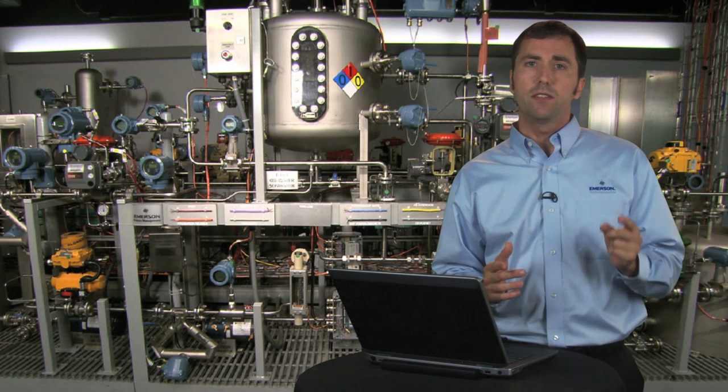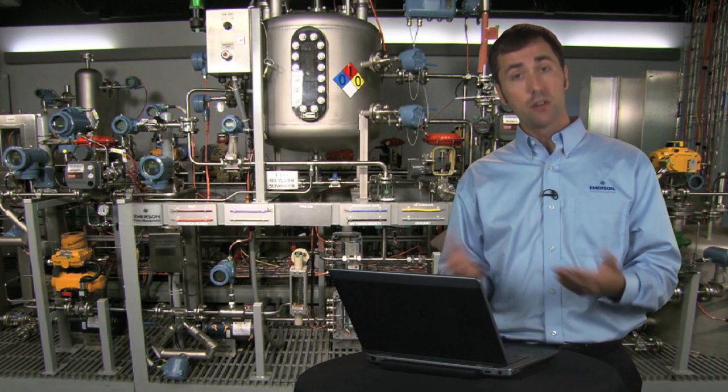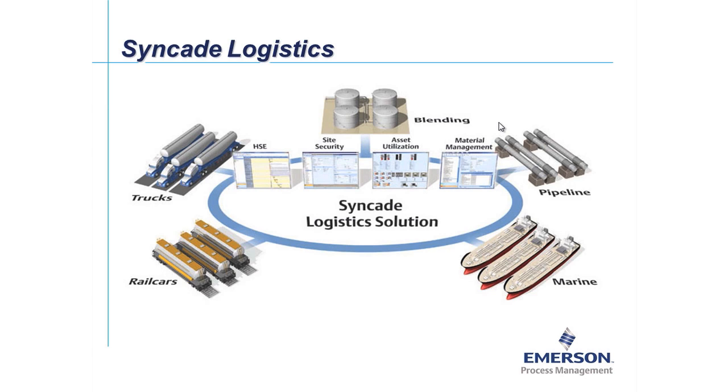First, Syncade Logistics reduces inventory variance and allows the terminal manager to detect them early on in the process. Here are some features that make that possible. In order to provide a general overview of the capabilities of this product, I will be showing features specific to the truck and marine modalities. However, each feature that I show you also applies to the other modalities as well: rail cars, tanks, and pipelines.